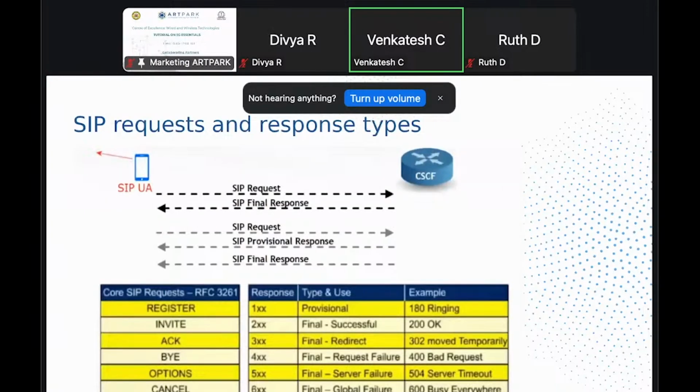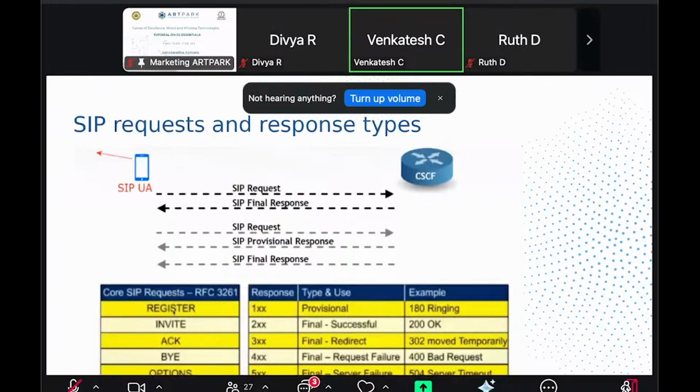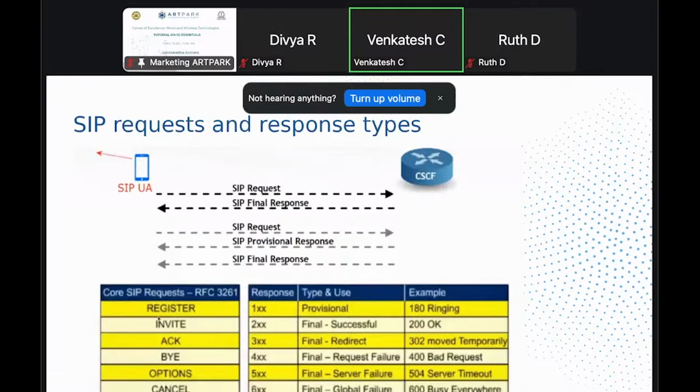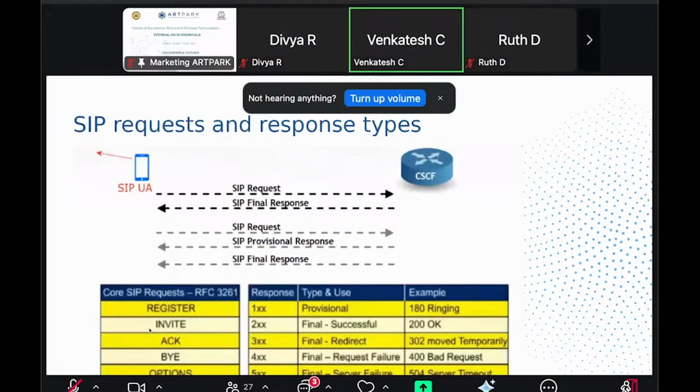In this slide, we will discuss how SIP communication works between the user agent, that means the mobile device, and the CSCF. The SIP protocol operates using the request-response model. The user device is called a SIP user agent, and it sends requests to initiate or manage calls, and the network responds accordingly. There are six core SIP requests as defined in RFC 3261. First is REGISTER. This is used by the device to register with the network. The next is INVITE. Whenever one person calls another person, at that time it will use the INVITE method.